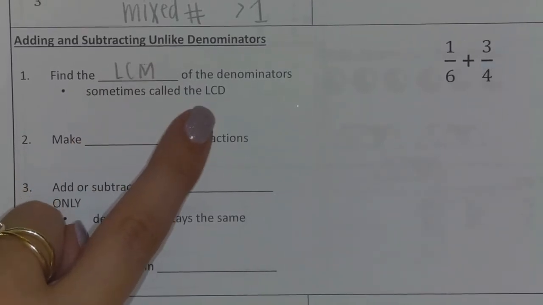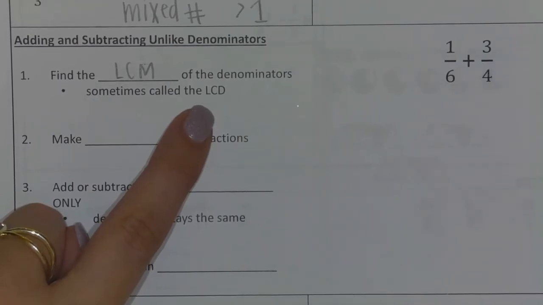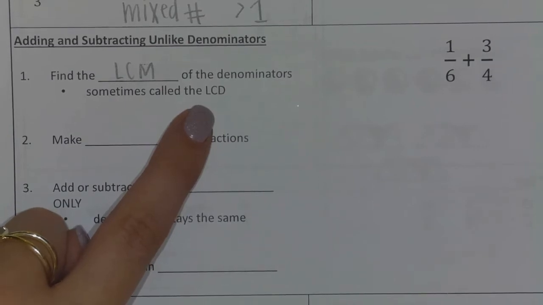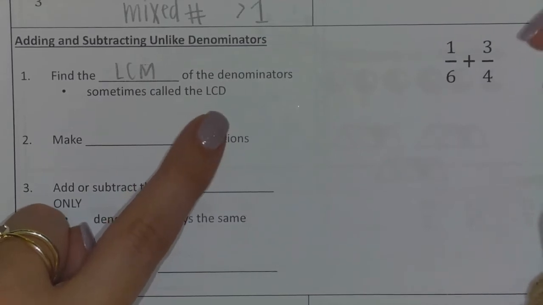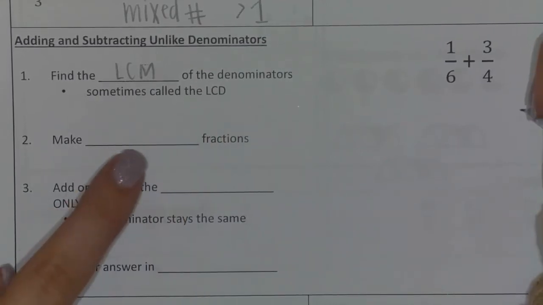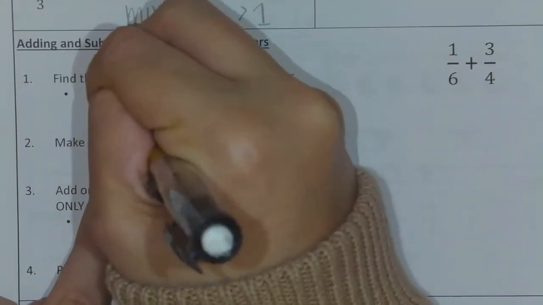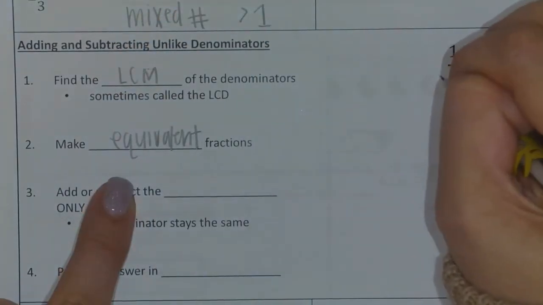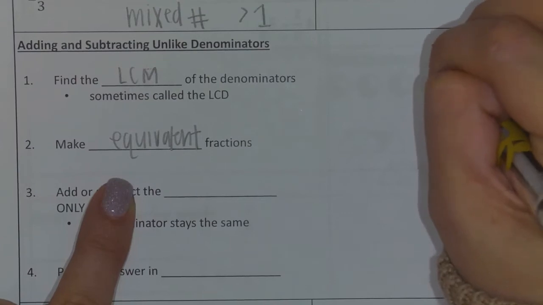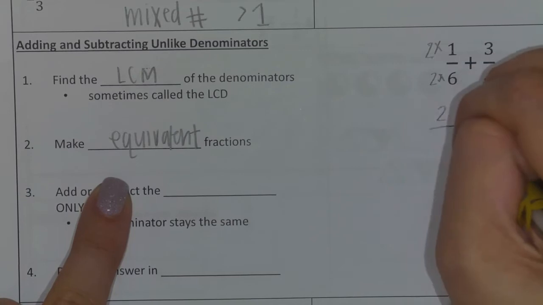So when I look at 6 and 4, I know that the multiples of 6 are 6, 12, 18. The multiples of 4 are 4, 8, 12. So the smallest one that they have in common would be 12. So that's going to be my least common multiple, my least common denominator. So now that I know that the least common denominator is 12, I need to make those equivalent fractions that have that denominator of 12. So in order to do that, 6 times 2 is going to give me the 12. So whatever I do to the bottom, I have to do to the top. So 1/6 is going to become 2/12.